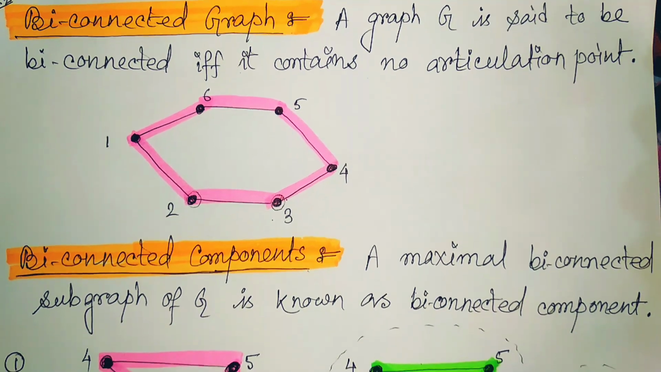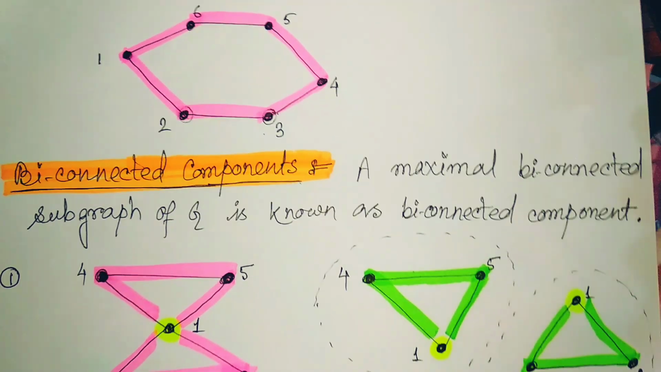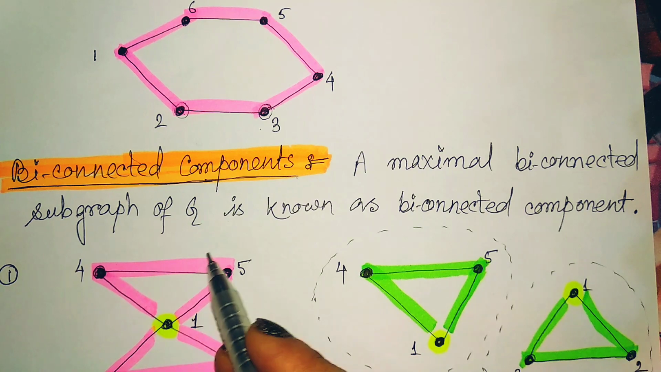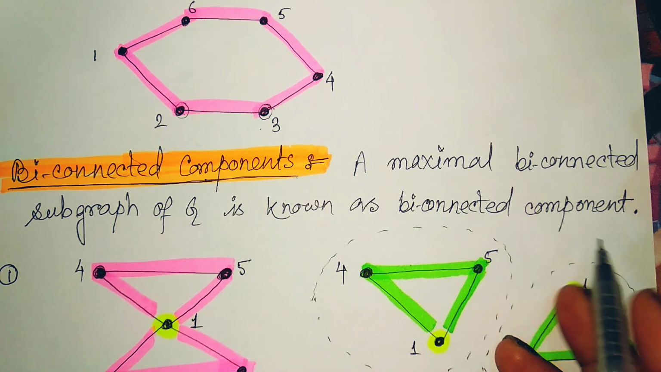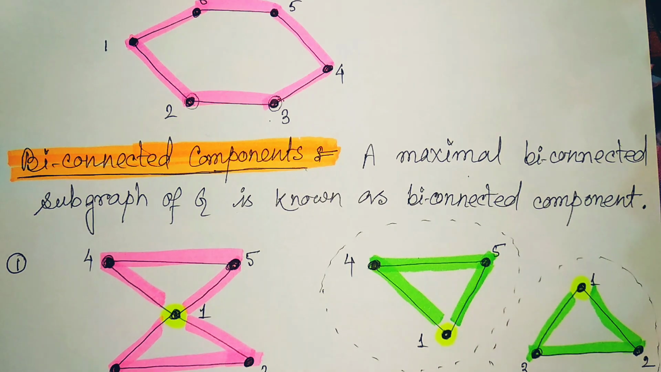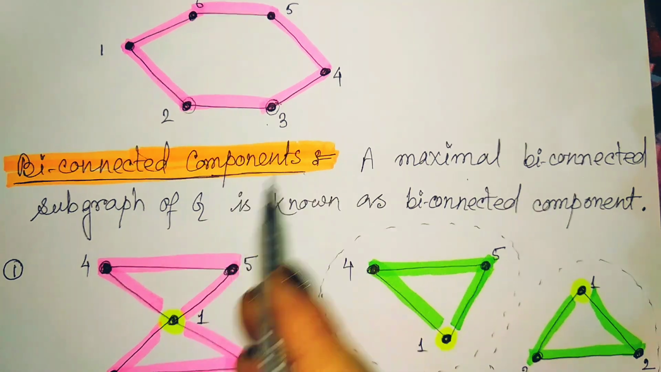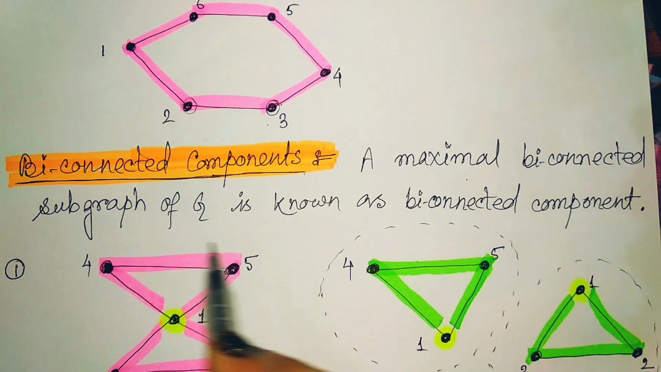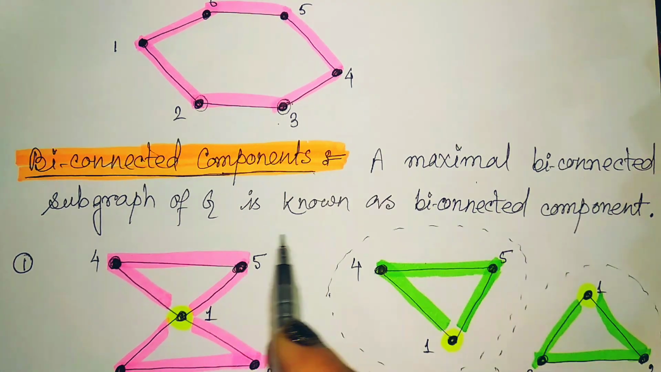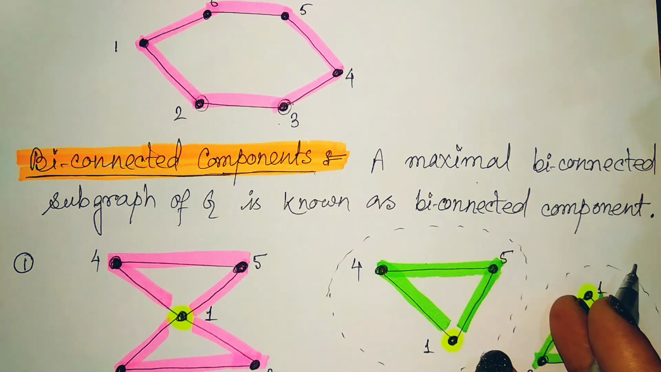Now it is a biconnected component. So what is a biconnected component? A maximal biconnected subgraph of G is known as a biconnected component. We know what maximal is. Maximal means there does not exist any subgraph for which this one is a proper subgraph. So a maximal biconnected subgraph of G is known as a biconnected component.